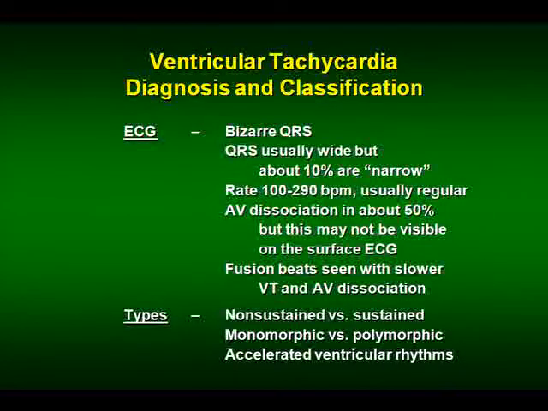So how do we diagnose ventricular tachycardia? Well, the ECG shows a bizarre QRS. Now, the QRS is usually wide, but increasingly, we see narrow QRSs, even though it's a ventricular rhythm.